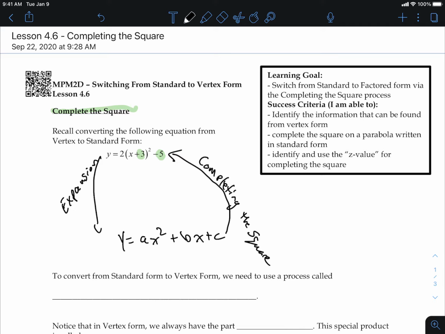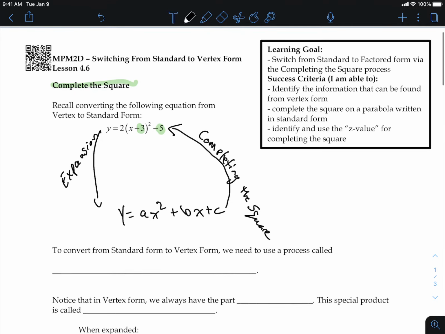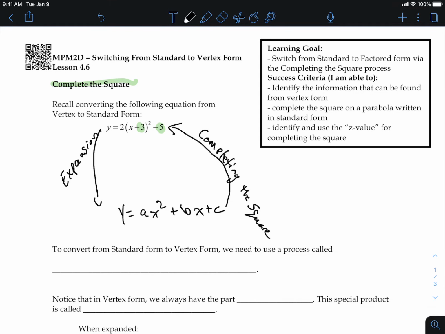Okay? You can choose to write that or not. It's already on your flow chart. This is what we're doing. We're highlighting this specific portion of the flow chart. Okay? So, to convert from standard form to vertex form, we're going to complete the square.